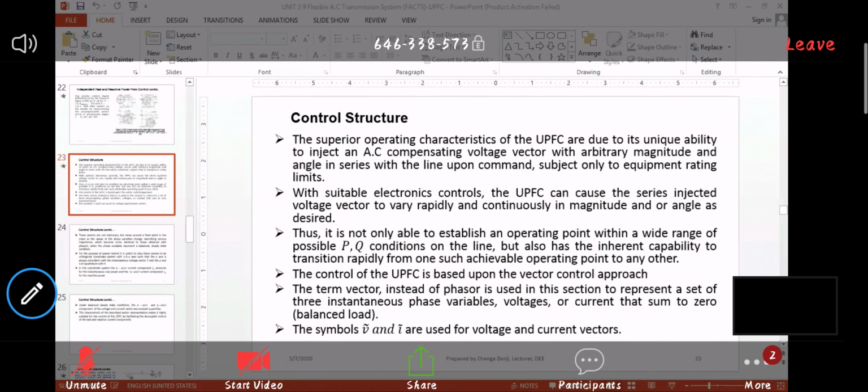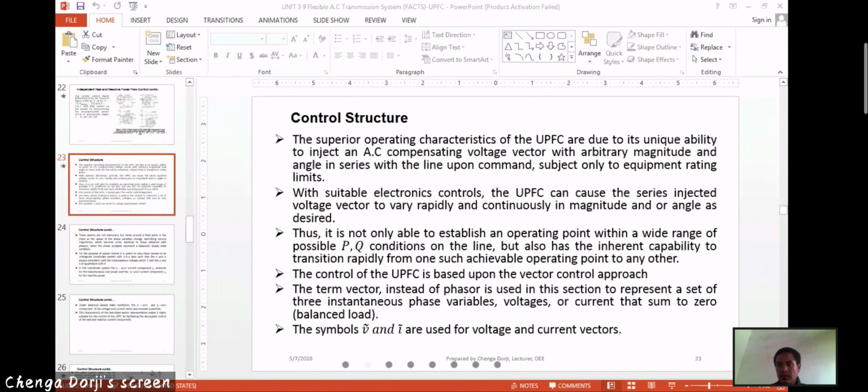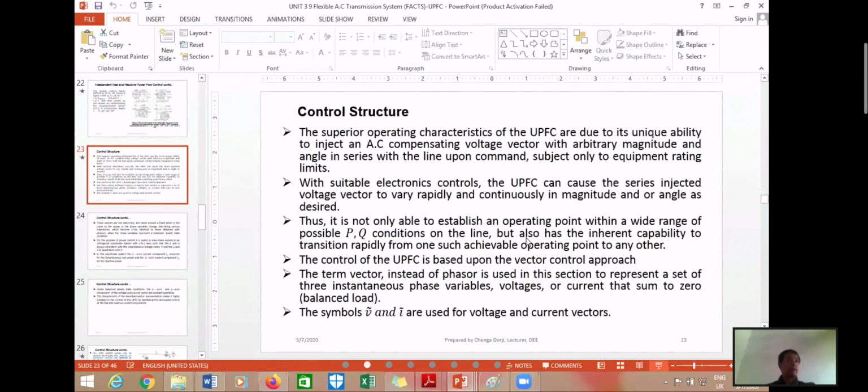So today's class will be on the control structure of UPFC. So how do we control? The UPFC control structure will be a combination of the series and shunt, that is STATCOM and TCSC. Since it is a combination of the two, it will have both shunt control and series control.